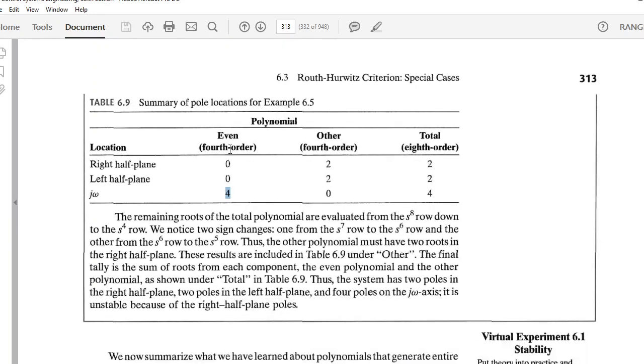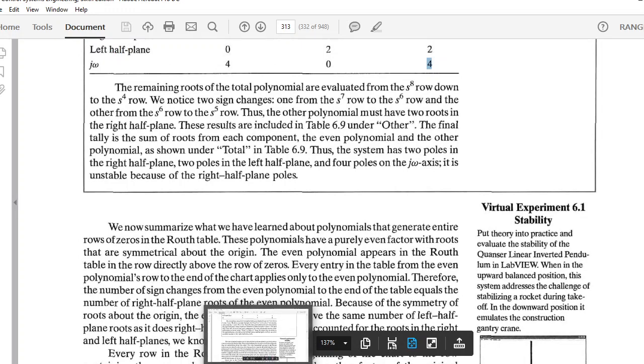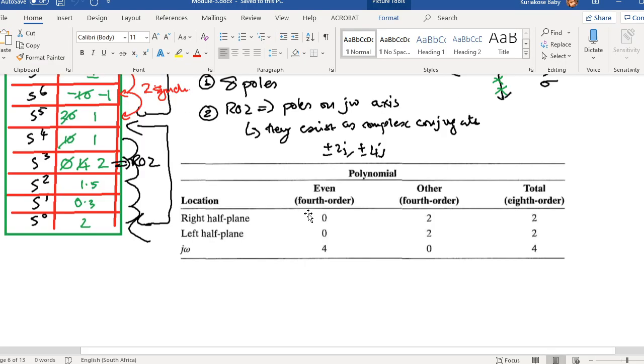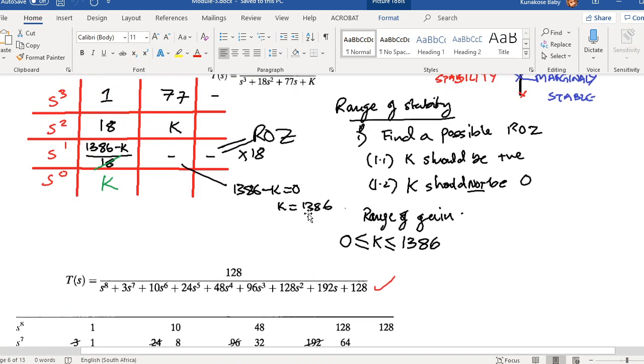In the even polynomial, that is after the fourth order, there is nothing on the right, there is nothing on the left, but there will be 4 on the j omega axis. While from s raised to 8 to s raised to 4, there will be 2 lying on the right hand plane because of the sign changes, and 2 lying on the left hand plane. So in total, there are 2 poles on the right hand plane, 2 poles on the left hand plane, and 4 poles lying on the j omega axis. So this is the second special case of a row of zeros in the Routh Hurwitz criterion.